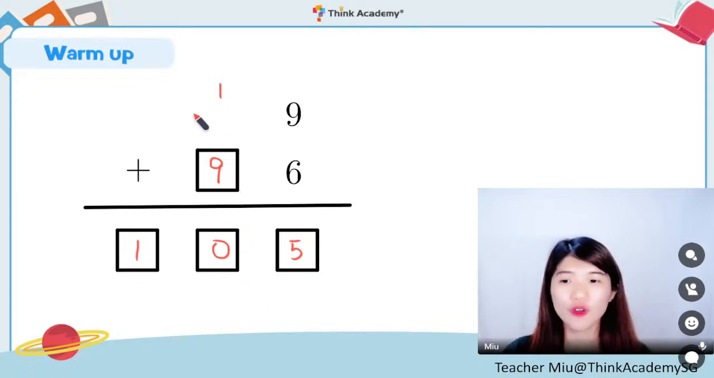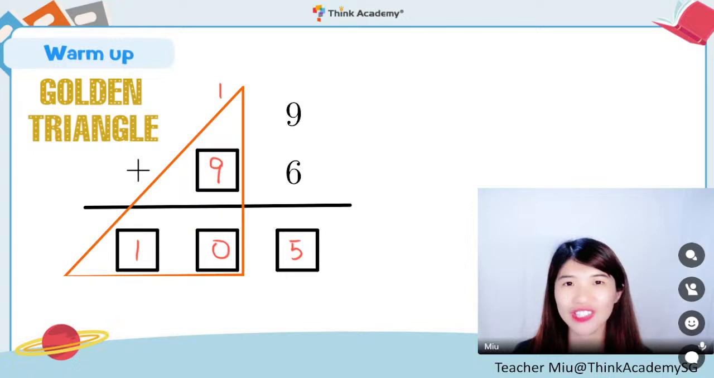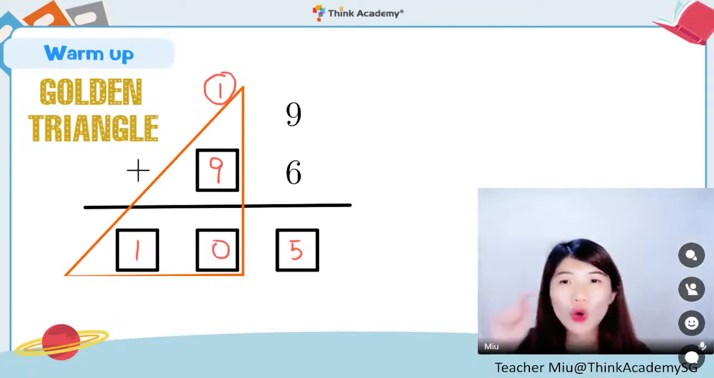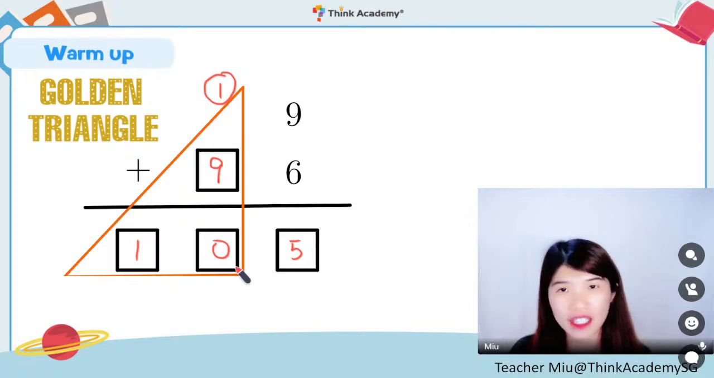So for this part, actually, we have a very golden shiny name that is called the golden triangle. Golden triangle. That means within this triangle, there is no number above plus a 1-digit number, then you can get a 2-digit number. It can be only a carry over 1 plus a 9, then get a 10. This is only one possible answer with the golden triangle.